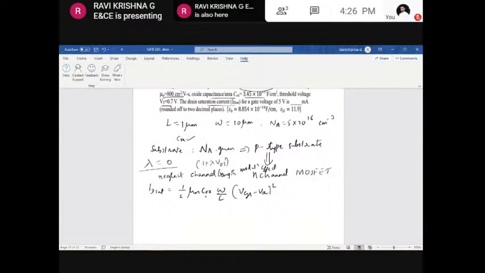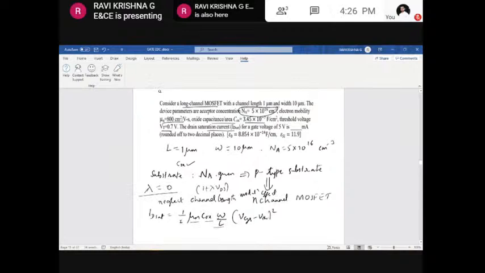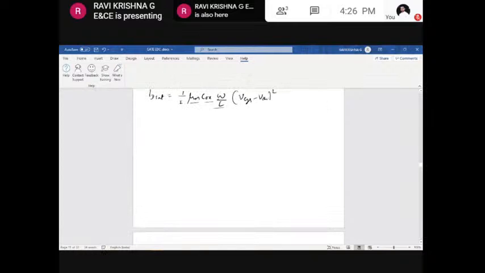If we just substitute all these values, because we know all the values here, μn is given, C_ox is given, W is given, L is given, VGS is given, here VGS is 5 volts, and the threshold voltage is also given. The threshold voltage is 0.7. So here all the values are known. It is just a simple substitution. If you substitute all these values, you will get ID sat is equal to 25.52 milliamperes.